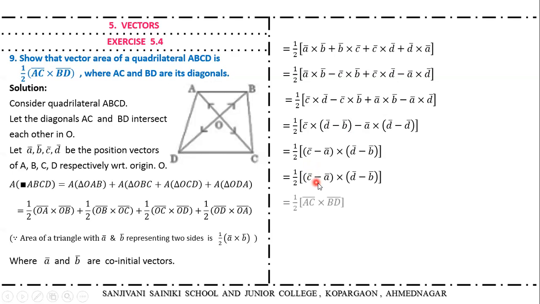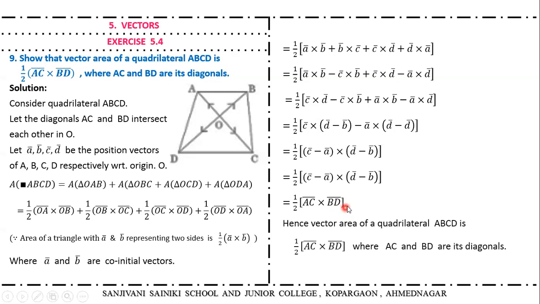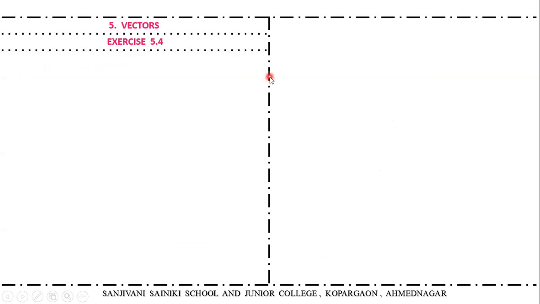If we simplify it, C bar minus A bar can be written as AC bar, and D bar minus B bar can be written as BD bar. So you get 1/2 AC bar cross BD bar. Hence, the vector area of the quadrilateral ABCD is 1/2 times the cross product of the diagonals of the quadrilateral.